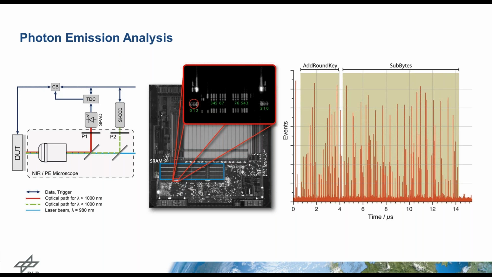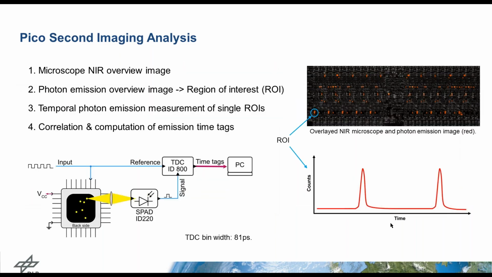The question is now, what are the limits of this method? The spatial resolution, as I mentioned, depends on the wavelength. That means for the lasers, or for the photon emission, and also the optics of our microscope. But what is the time limit? How far can we go down? For this, I want to explain how picosecond imaging is done.